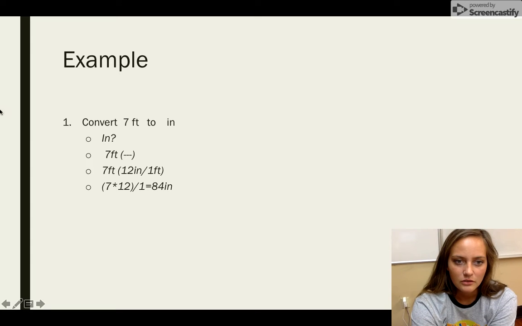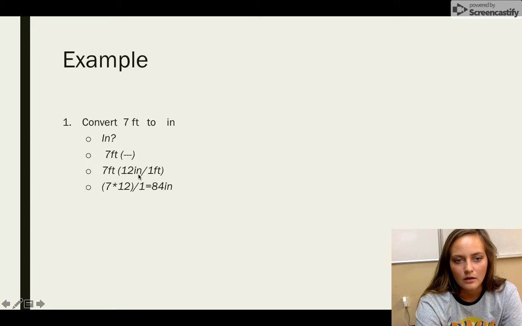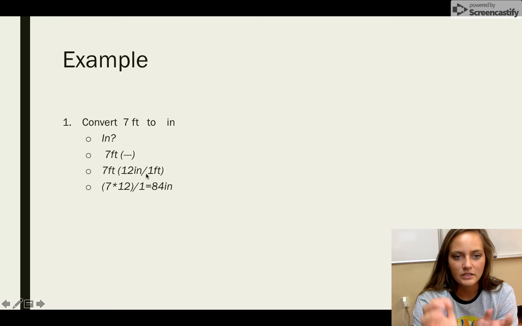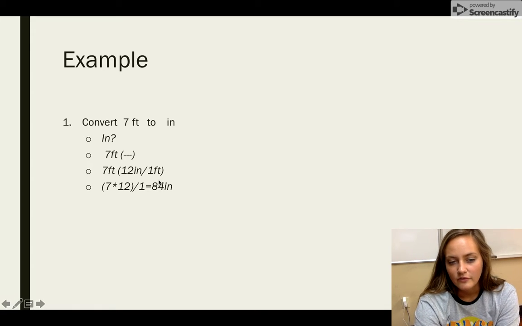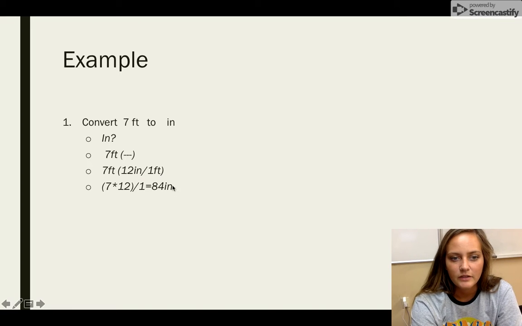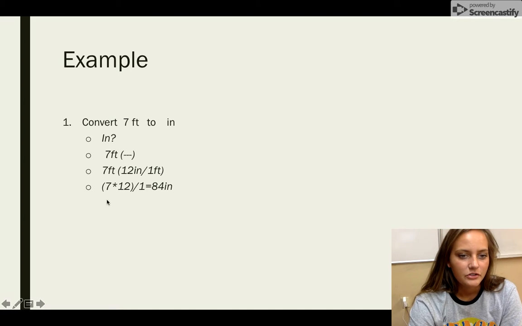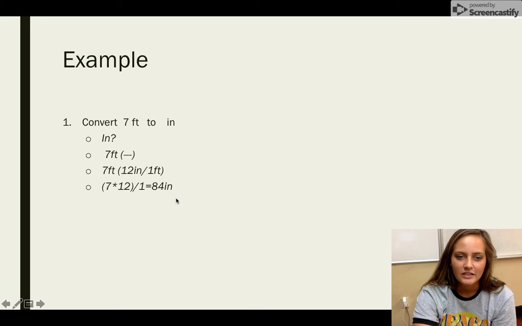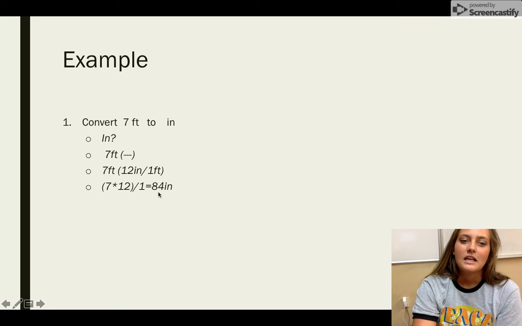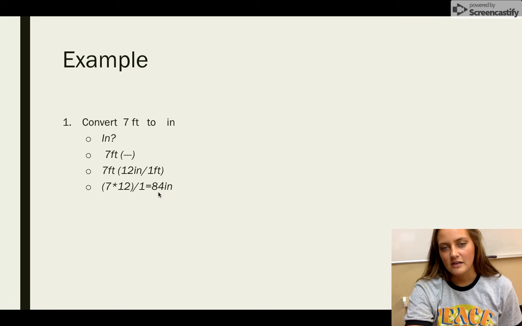After that, you write down what's going to make the equation equal. So 12 inches equals 1 foot, and feet go on the bottom, inches go on the top, so that the feet will cancel out with each other. After that, you're going to multiply and divide it out. So you do 7 times 12, which is going to equal 84, and you divide that by 1, which isn't going to do anything. So the answer to this problem is 7 feet is equal to 84 inches.